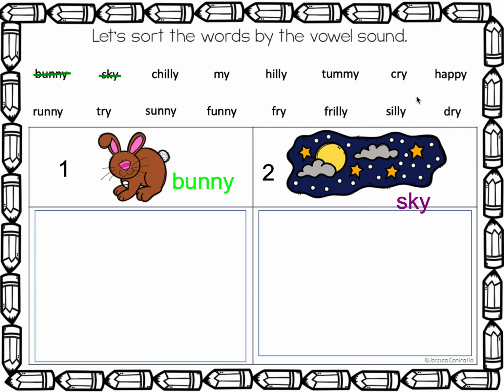Your last two words, silly. If you think it sounds like bunny on the end, you're going to write the number one. If you think it sounds like sky on the end, you're going to write the number two. Last word, dry, D-R-Y. If you think it sounds like bunny on the end, you're going to write the number one. If you think it sounds like sky on the end, you're going to write the number two.